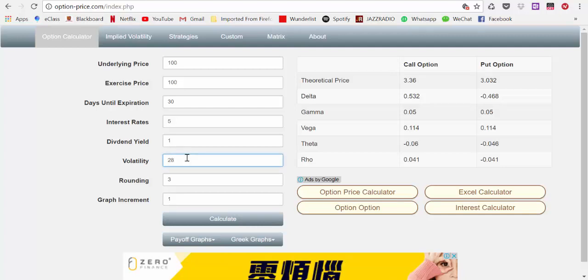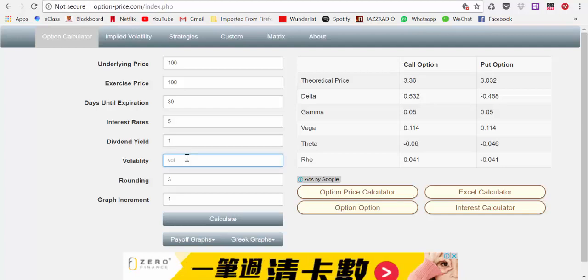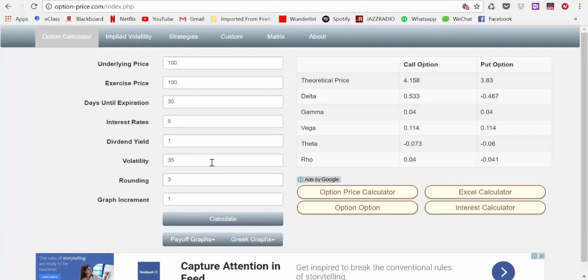And you can keep pumping it up to 35, and the price keeps going up. The unit is in percentage. It's annualized percentage. Thank you for the question. We talk a lot more about option vol in the coming weeks, but to give you a short answer, this is quoted as annualized percent.